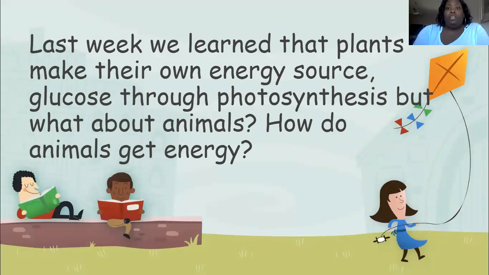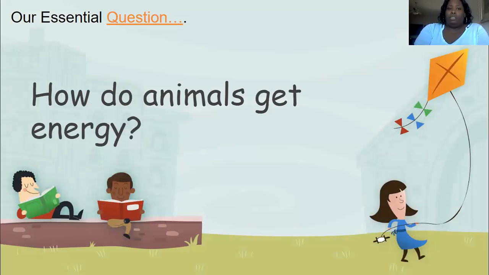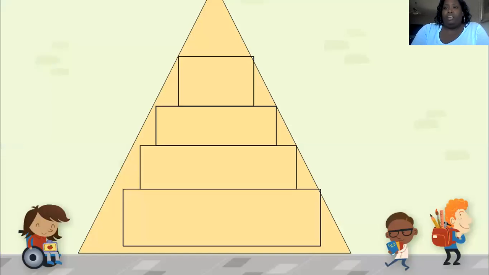All right, so last week we learned that plants make their own energy source, which is glucose, and they make it through the process of photosynthesis. What about animals? How do animals get energy? That is going to be our investigation question for the remainder of the week. How do animals get energy? Animals get energy from their environment.